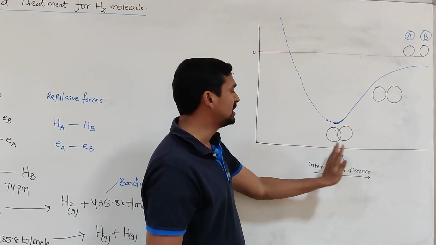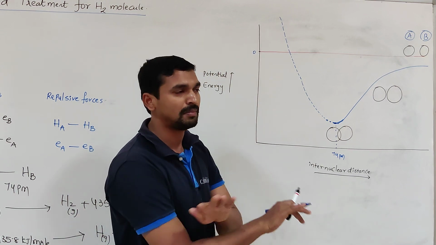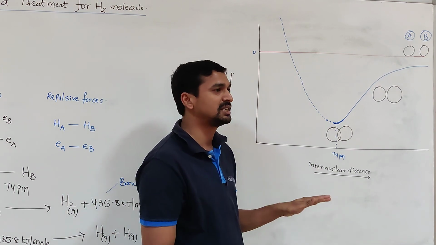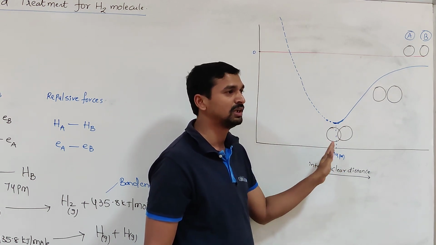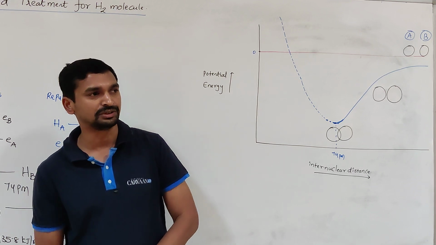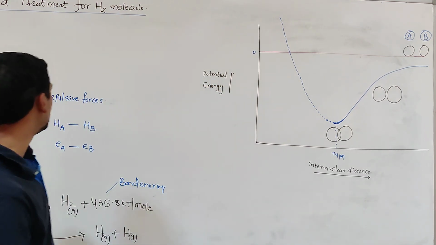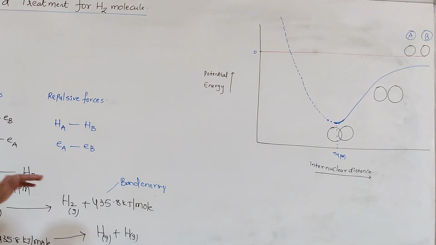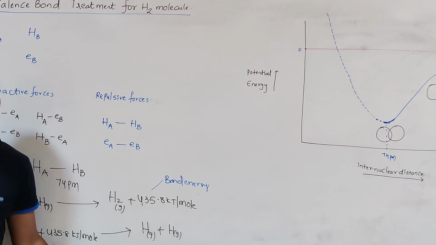That's why only at 74 picometers the attractive and repulsive forces are balanced, and that state is said to be the maximum stability, having minimum energy. At that stage only, these two hydrogen atoms are bonded together to form the hydrogen molecule. So like that, we can explain based on the valence bond theory how the two hydrogen atoms combine together to form the hydrogen molecule.